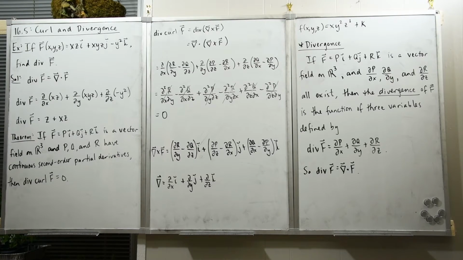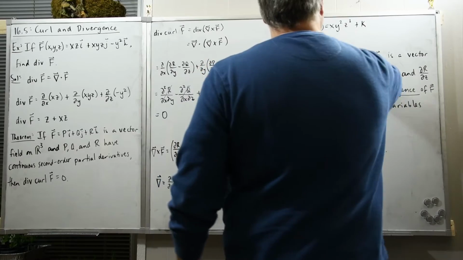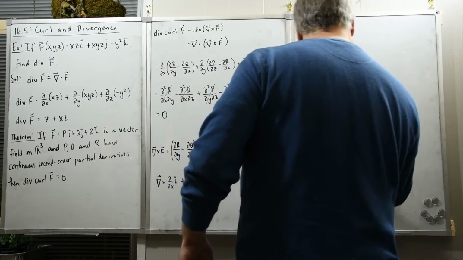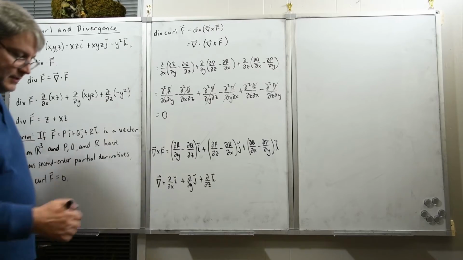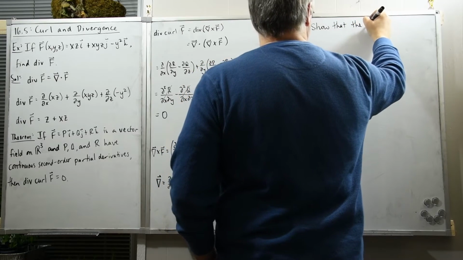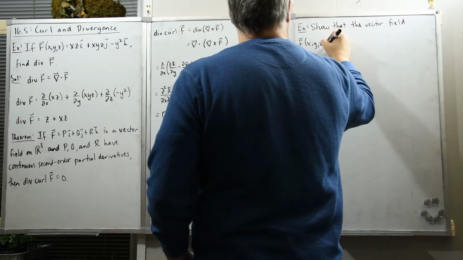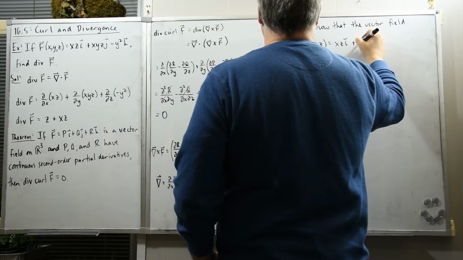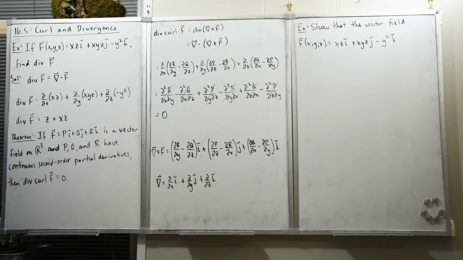All right. So let's take a look at the following example. We'll show that a vector field, and we're going to go back to a familiar example, F of x, y, z equals xz i plus xyz j minus y squared k, cannot be written as the curl of another vector field.